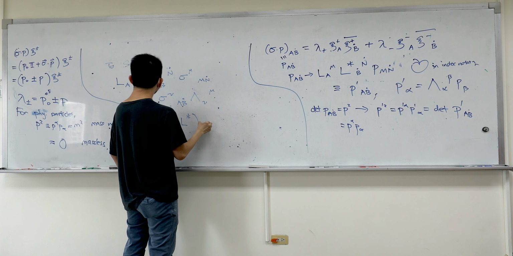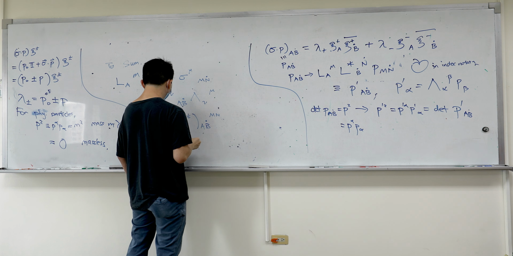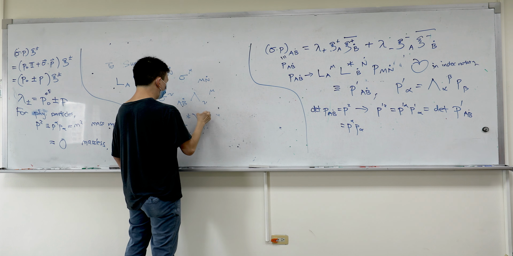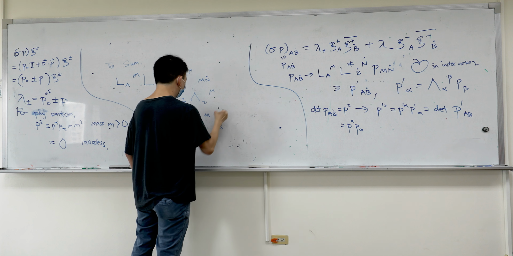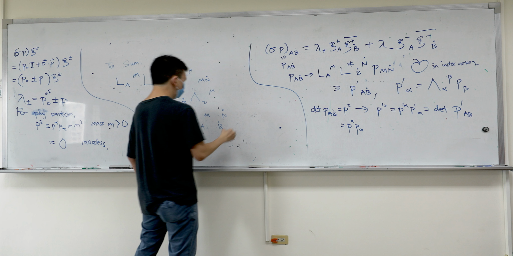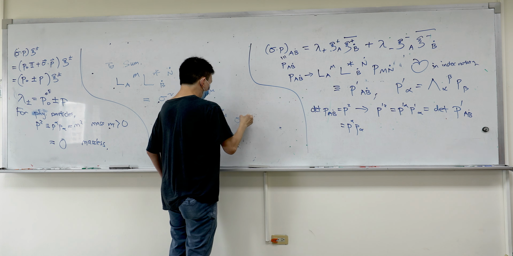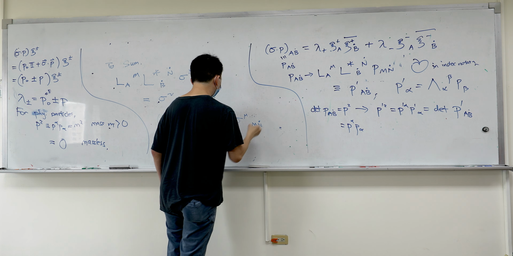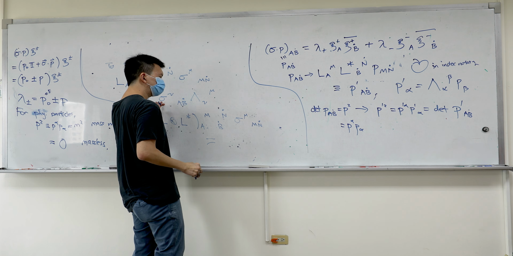A, B dot, M, N dot. This is probably not a good way to write it. Let me just write it as A, M, and then B dot, N dot. These indices are for this guy, these indices are for this guy, acting on this object, which are the Pauli operators, and you see that what they do is they implement a linear transformation on these states.